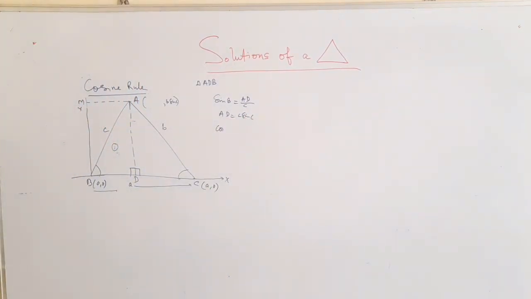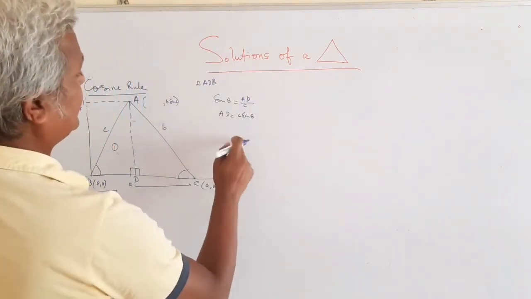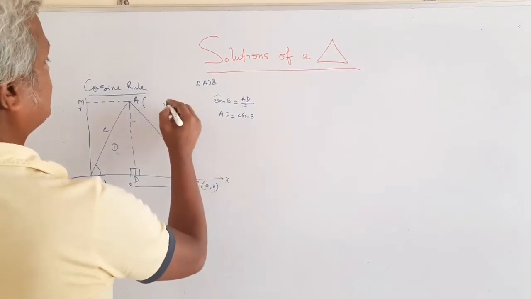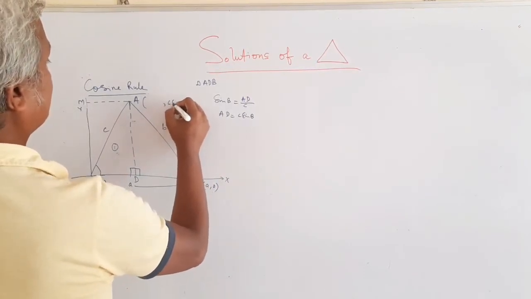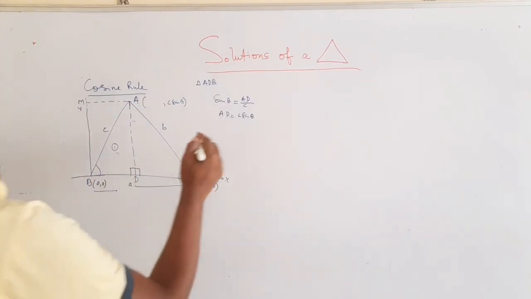So this is fine. So we have c sine B. Now I have to find BD. So I'll use cos B.